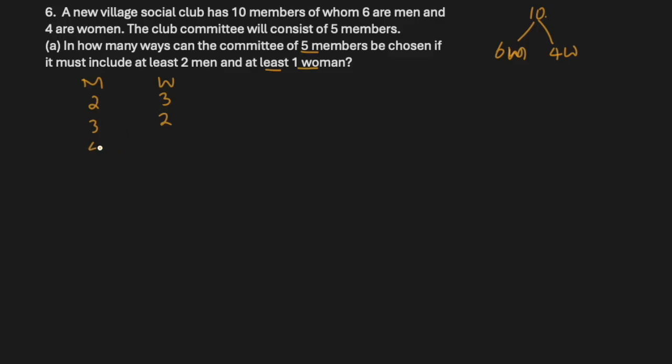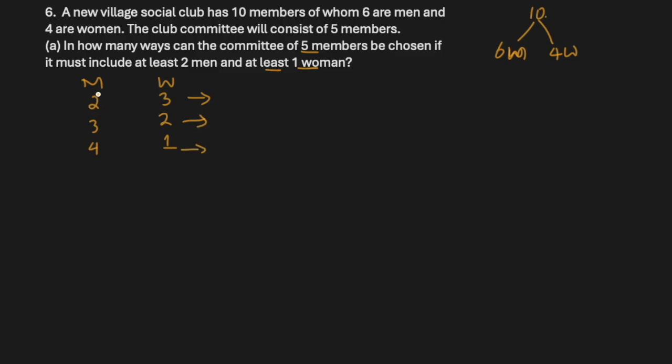Then we have 4 men. So how many women needed? 1, and which also meets this. And we can't have 5 men because that will make women 0, and which is not allowed. Is there any other possibility in this? No.